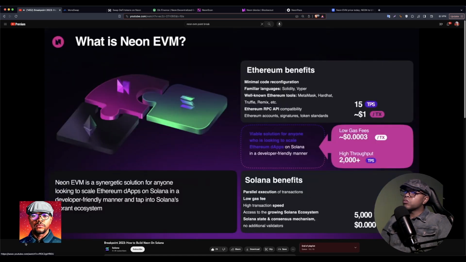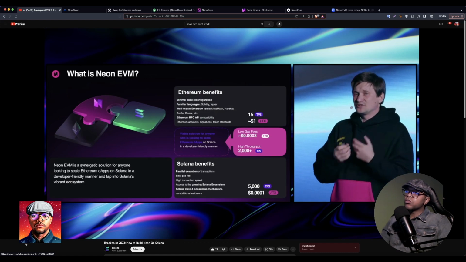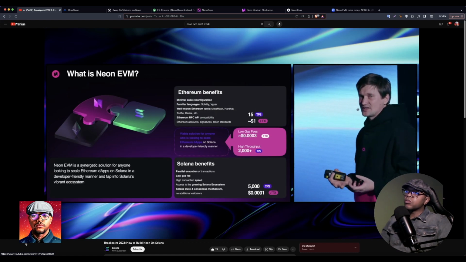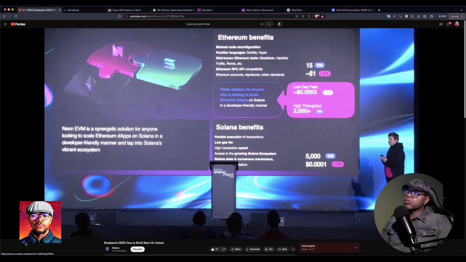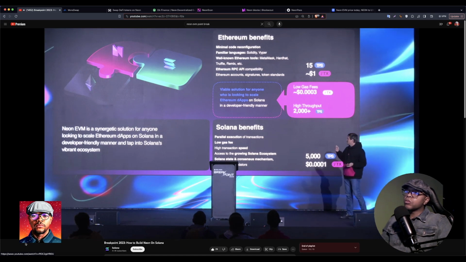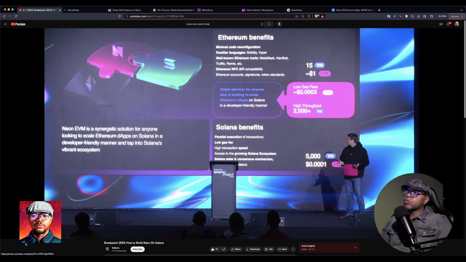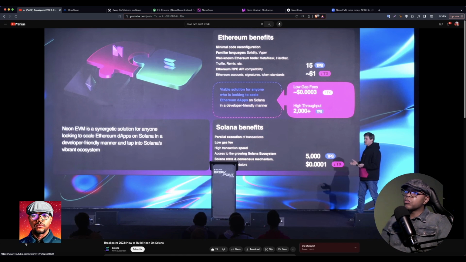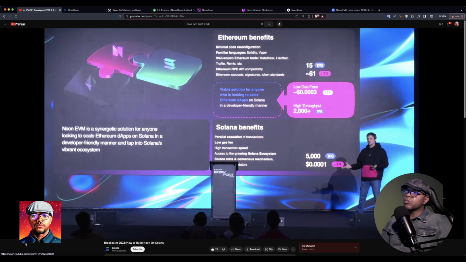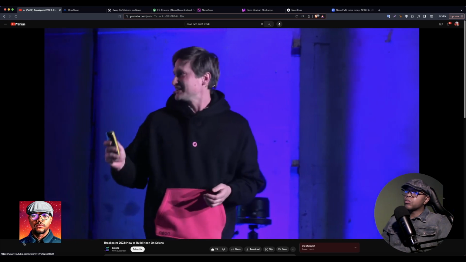So what is Neon EVM? Neon EVM is a synergetic solution of two exciting ecosystems. From Ethereum, you get a wide range of development tools, which I already showed you, and you don't need to make any changes in the source code of the application which you get from the Ethereum ecosystem. From Solana, Neon EVM gets the benefits of low gas fees, high transaction throughput, and the main advantage that this EVM can process transactions in parallel, which is impossible on other Ethereum-like blockchains.